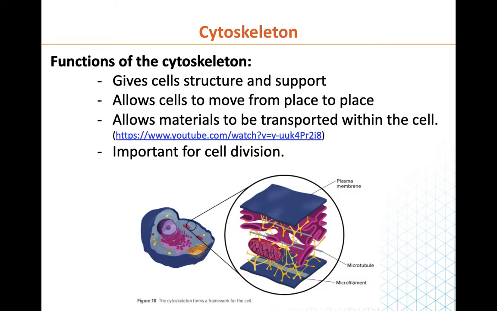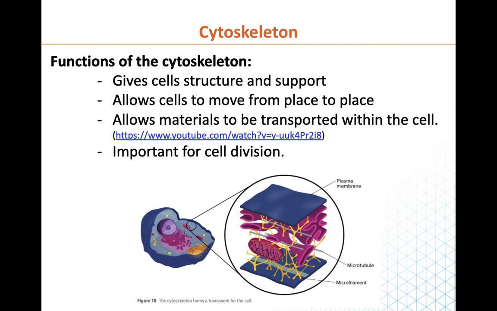So, the cytoskeleton has 4 main jobs. The first thing, obviously, it helps to maintain the structure of a cell and it helps to support it and make sure that it doesn't collapse on itself. All right? The second thing is it allows the cell to move from one place to another.